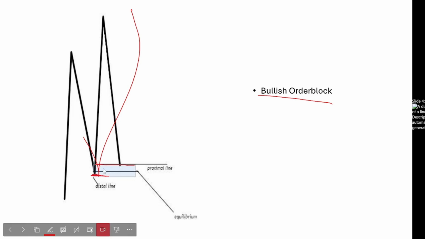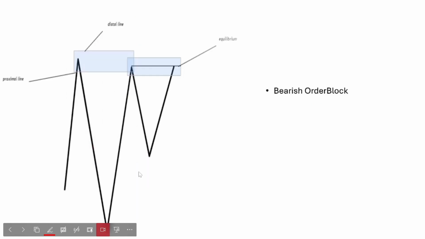And we have the equilibrium price, which is the premium price, the price that these institutions like, as it allows them to get the best possible price to fund their desired positions. Then the next one, what do you think it is going to be? A bearish order block. Bearish order block, we have a distal line, we have a proximal line, same thing. And here I put the equilibrium at the second entry.